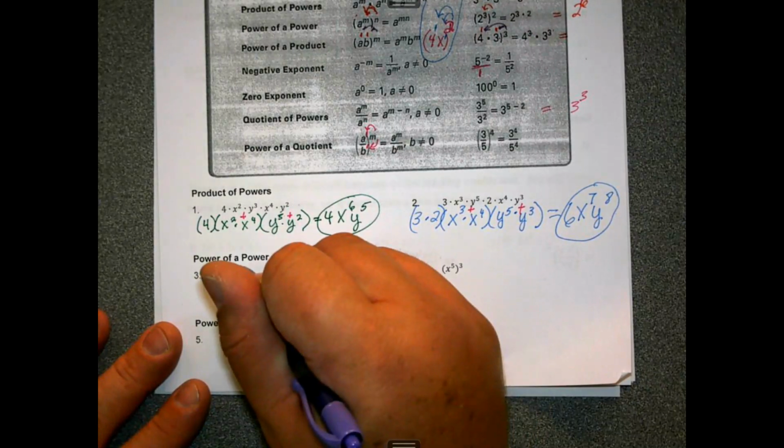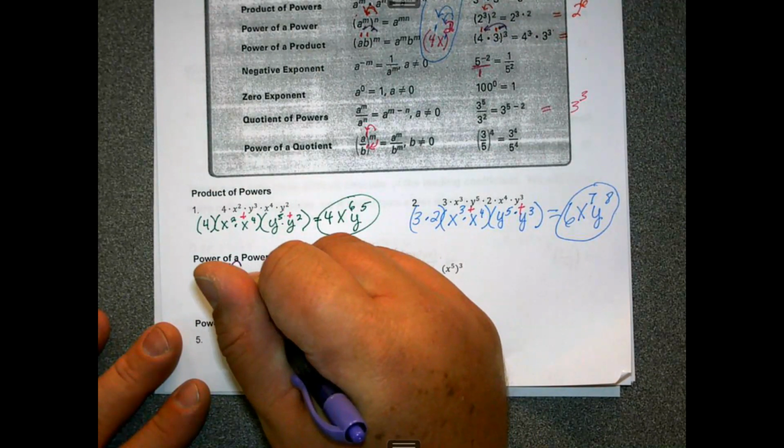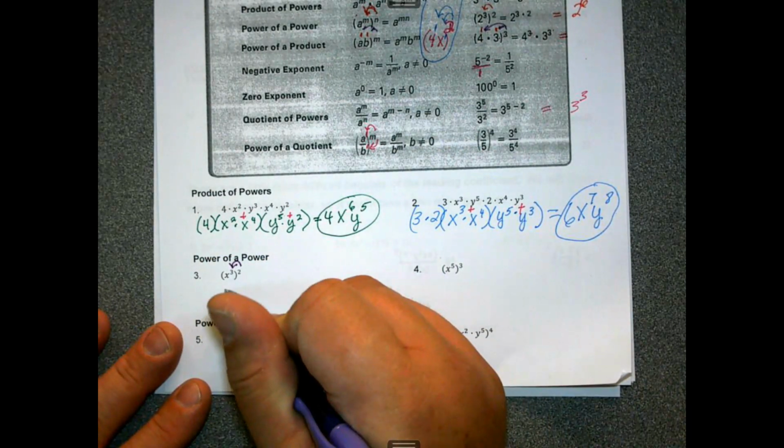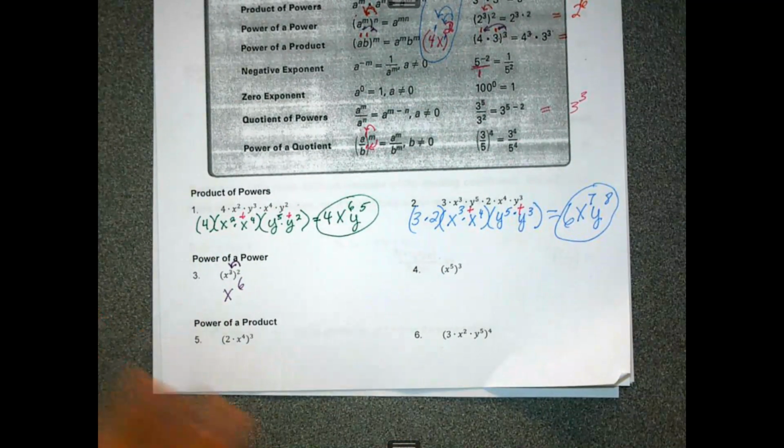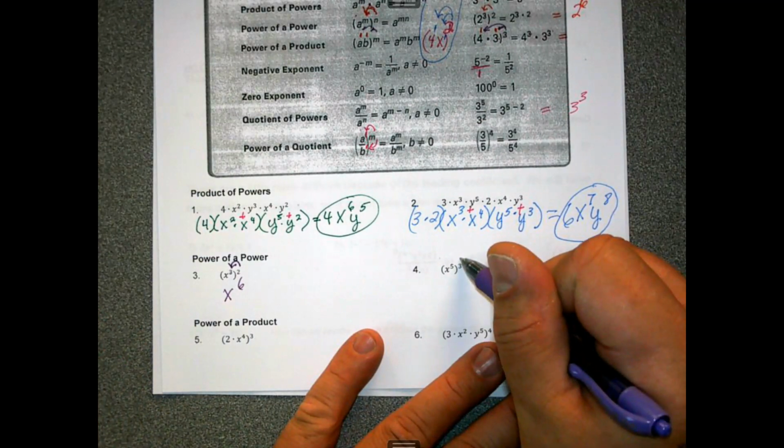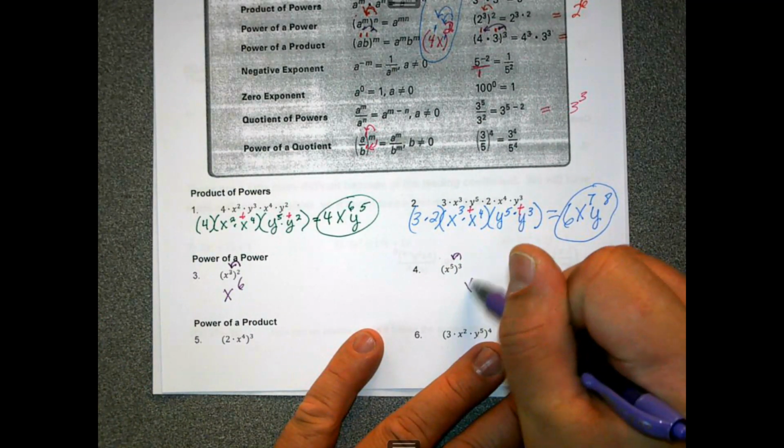I have exponents outside of the parentheses. So I'm going to think of it as distributing it over the parentheses. So I have x to the 3 times 2, x to the 6. x to the 3 times 5 is x to the 15th.